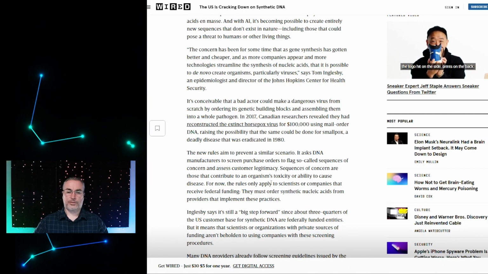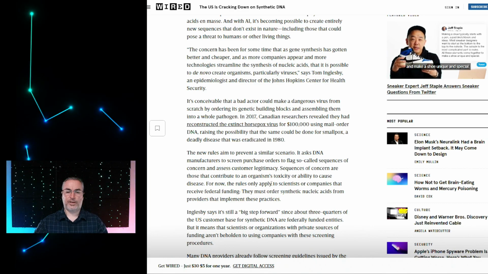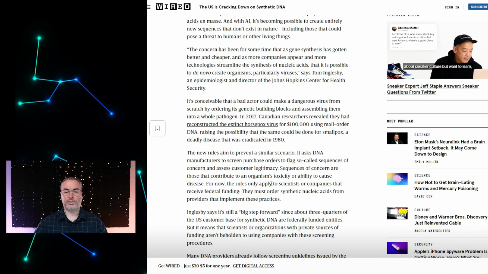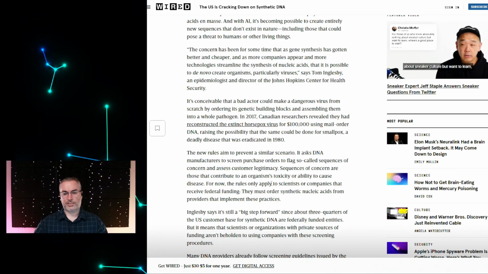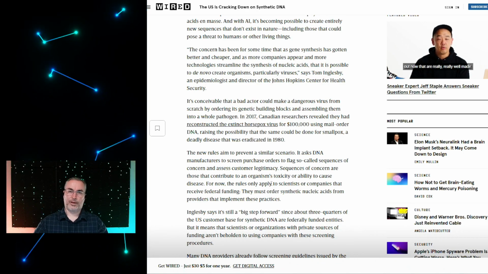Right. So the new rules aim to prevent a similar scenario. It asks DNA manufacturers to screen purchase orders to flag so-called sequences of concern and assess customer legitimacy. Mirwat and his microscope.